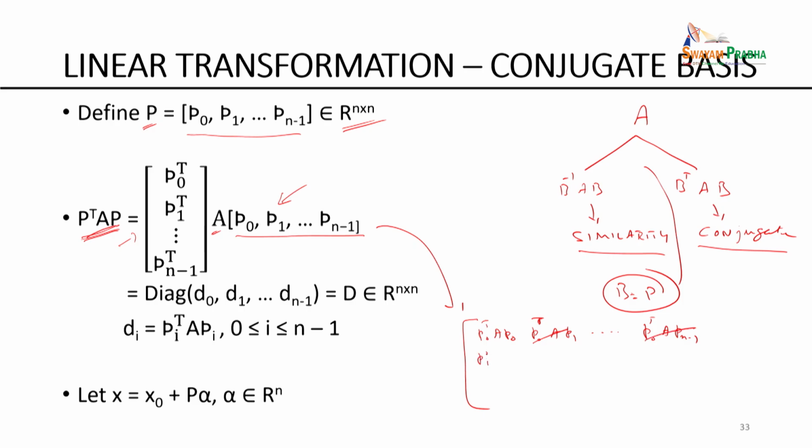What is the next one? p 1 transpose A p 0, p 1 transpose A p 1, up to p 1 transpose A p n minus 1. By the conjugate direction property, this is 0, everybody else is 0. So, this is a diagonal matrix, with entries d 0, d 1, d 2, up to d n minus 1. So, if I define the diagonal entries to be p i transpose A p i, this now becomes a diagonal matrix, which I am going to call D.